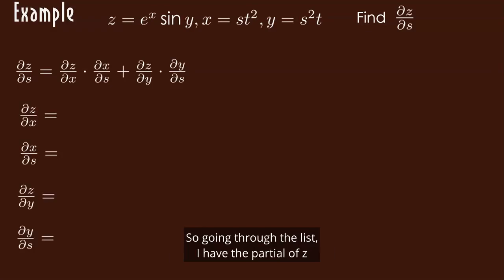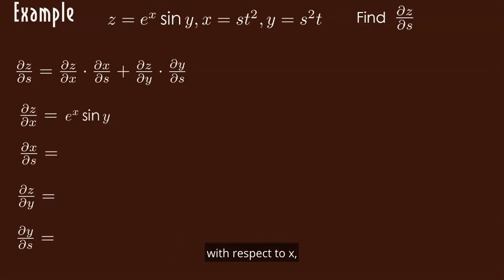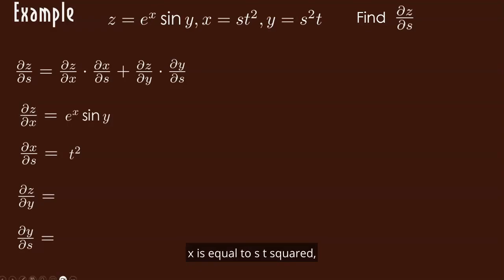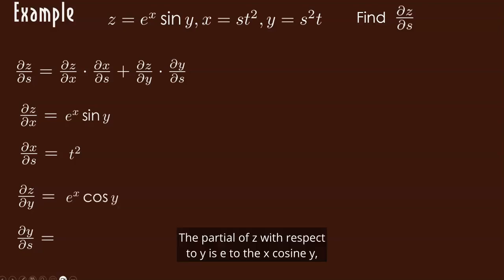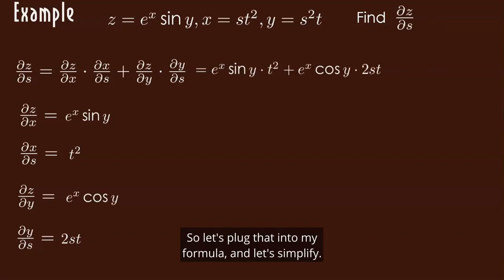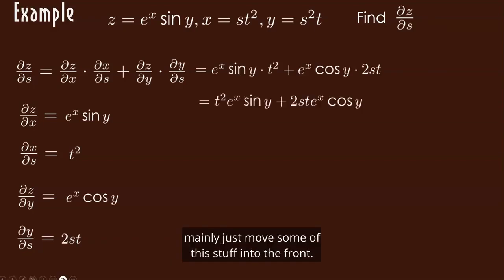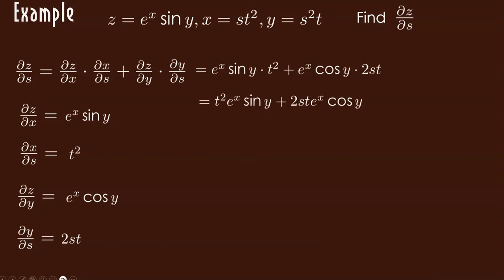So there's my equation, and these are four things I need to find for this equation. Going through the list, I have the partial of z with respect to x. That's e to the x sine y. The partial of x with respect to s: looking up here, x is equal to st squared, so that is t squared. The partial of z with respect to y is e to the x cosine y, and the partial of y with respect to s is 2st. Let's plug that into my formula and simplify. Not a whole lot of simplifying, mainly just moving some of this stuff into the front.